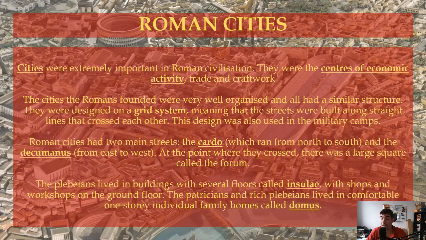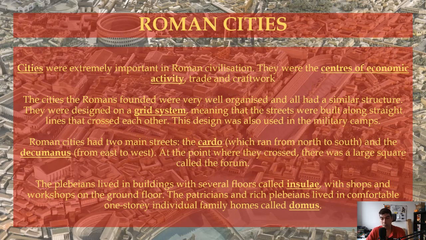The streets were built along straight lines that crossed each other, and this design was also used in the military camps, as I showed you before. The Roman cities had two main streets, Cardo and Decumanus. Cardo from north to south, Decumanus from east to west. And where they crossed, there was a large square. This is also very important. I don't know why it is not underlined. The Forum, El Foro.